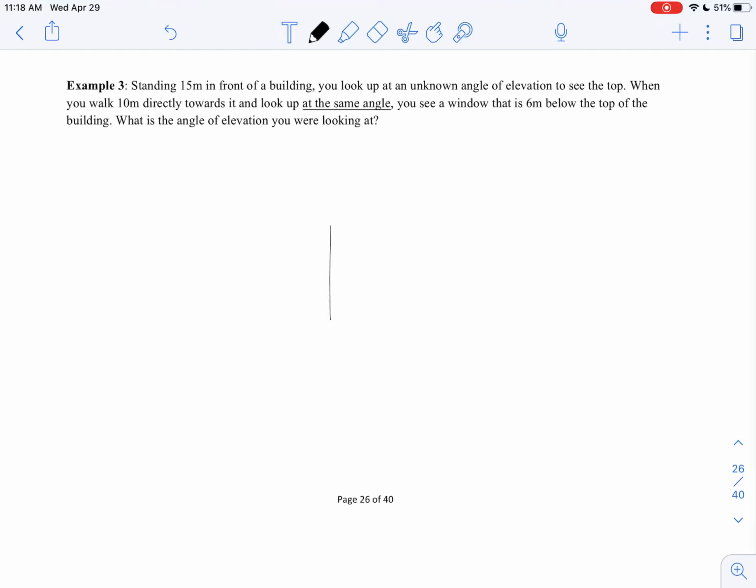So I'm going to draw my building here. Beautiful looking building. And I'll try to draw a horizontal line-ish. Remember, all buildings are on flat ground in math problems. So this is you. You are standing 15 meters in front of a building. So from you to the start of that building is 15 meters. I'm just going to say this whole thing is 15 meters.